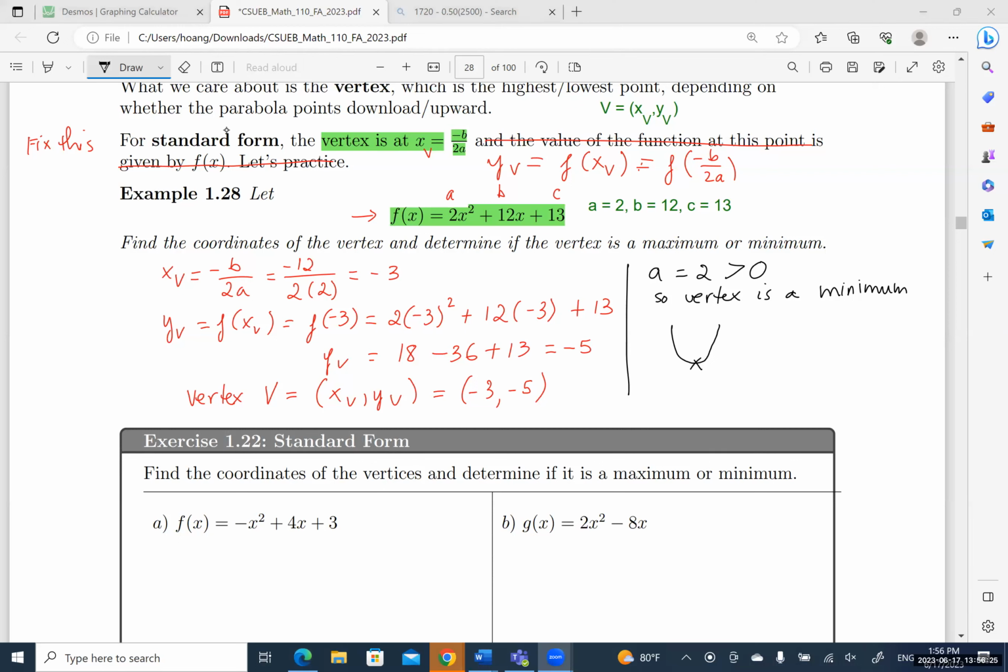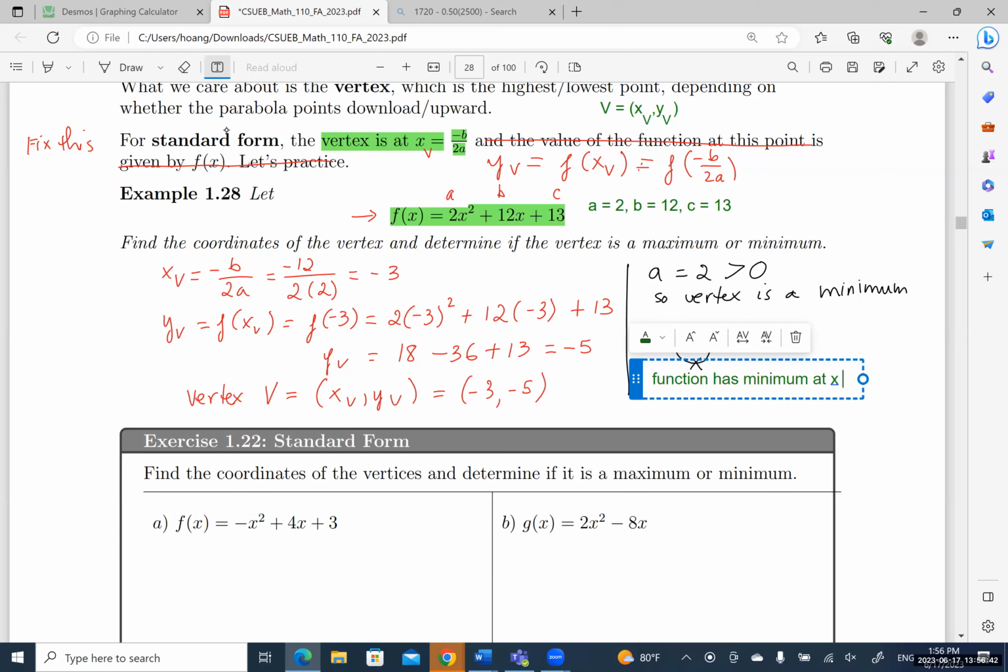And if I want to say something like, the function has a minimum at x equal to negative 3 and y equal to negative 5, okay, so you can state it like that. All right. That's it.